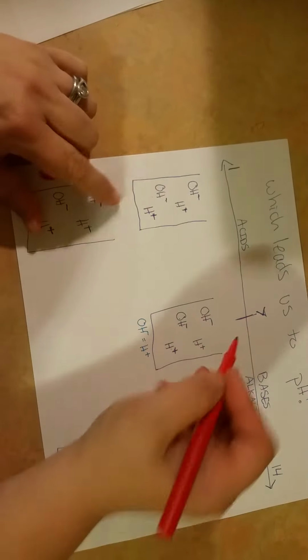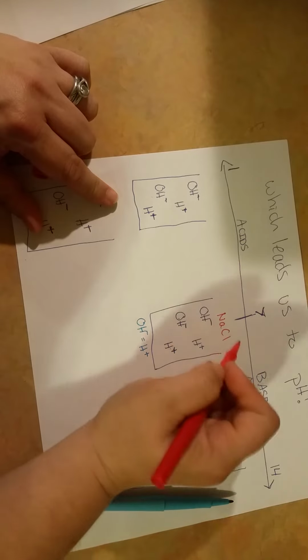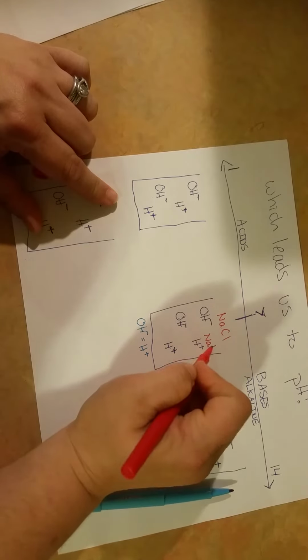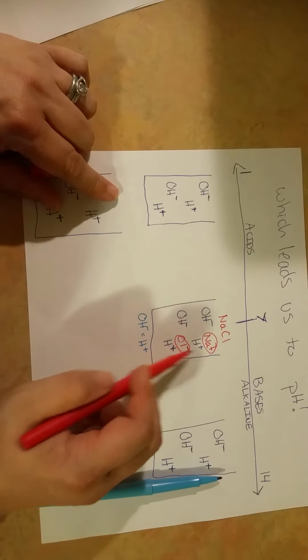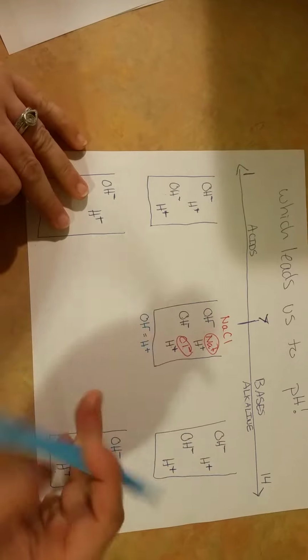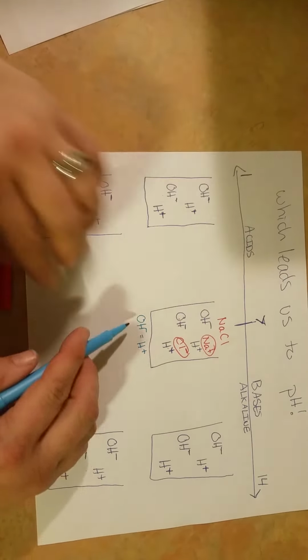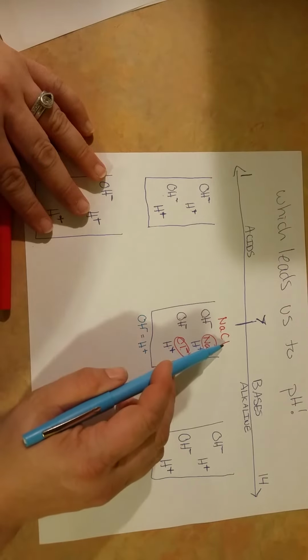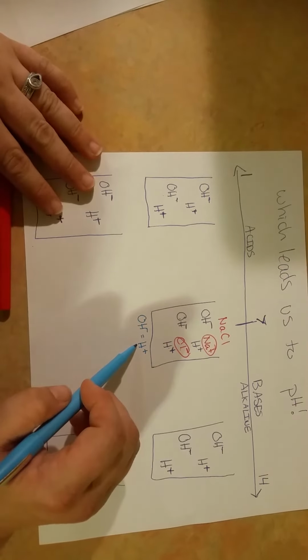If I add a chemical like sodium chloride, which is salt, that will dissociate into sodiums and chlorines. Notice that neither one of these fall into this category. So my OHs, I still have 2 OHs and 2 hydrogen ions, so we're still equal. Therefore, sodium chloride is a neutral chemical. It did not upset my balance.